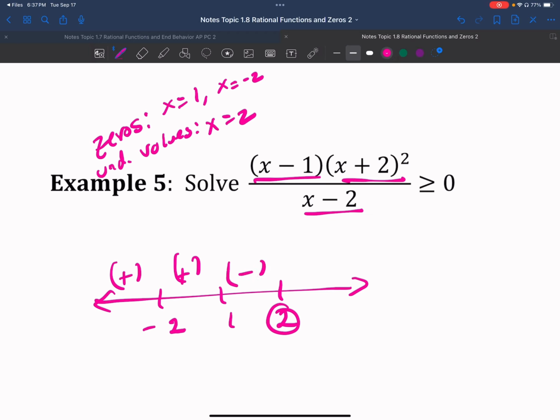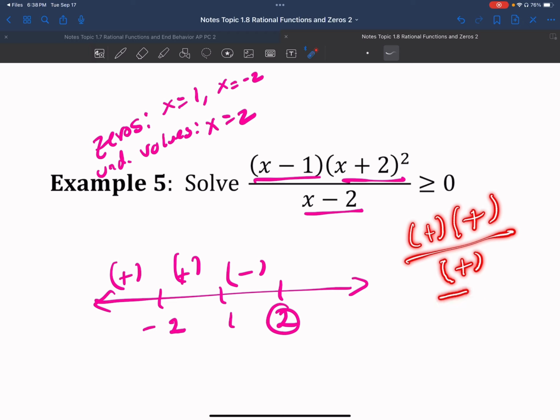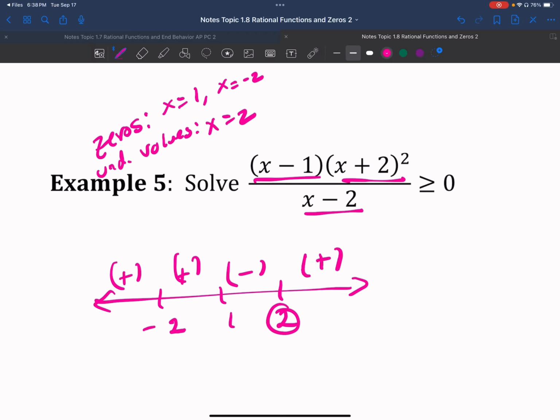For the last one, I'm going to pick a number larger than 2, like 3. 3 minus 1 is positive. 3 plus 2 is 5, positive. Squared is still positive. And then 3 minus 2 is also positive. So everything is positive on this one, so my final answer for this interval is going to be positive.